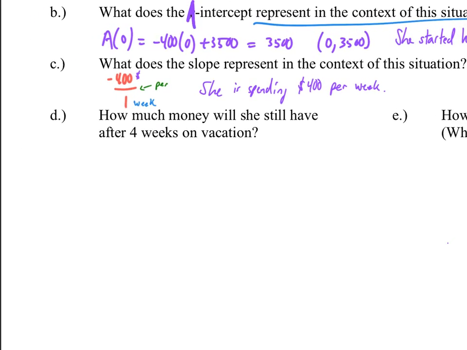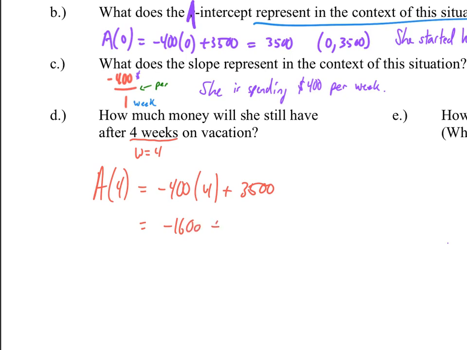How much money will she have after 4 weeks on vacation? So we say 4 weeks, which tells us that w equals 4. Essentially we're asking what's a of 4? That would be negative 400 times 4 plus the 3,500. So that's negative 1,600 plus 3,500, which is 1,900. So she'd have $1,900.